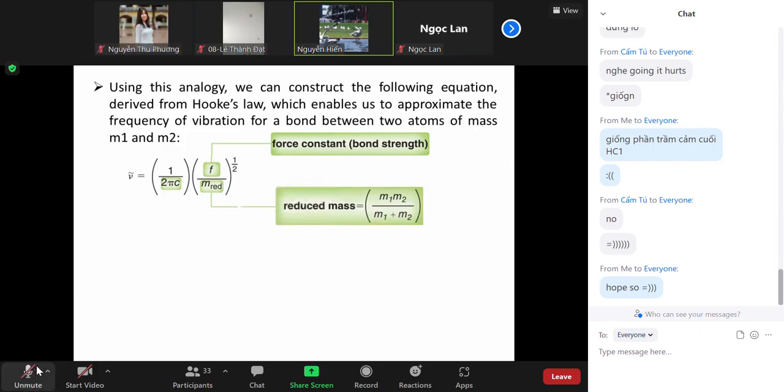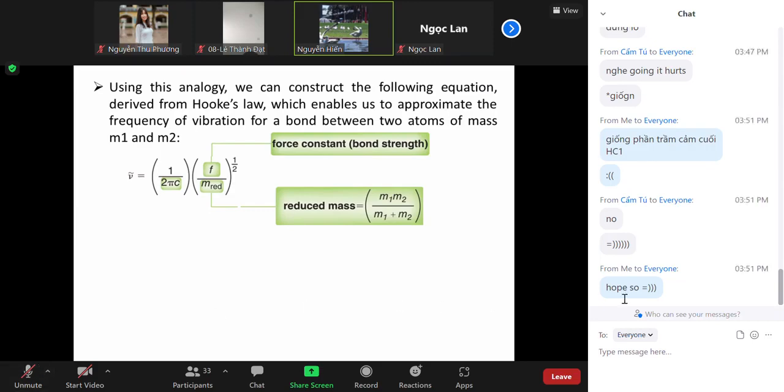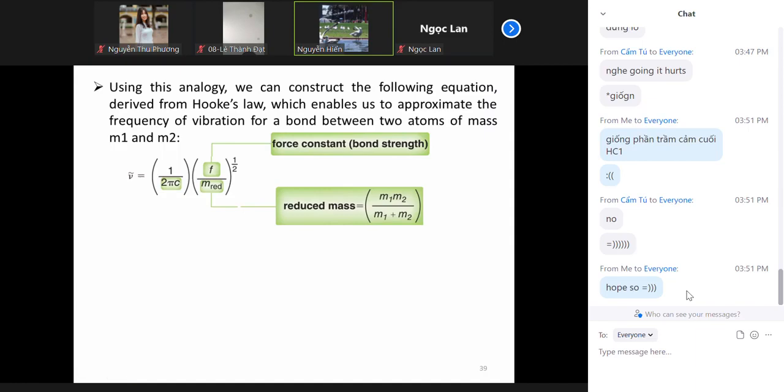And M red indicates the reduced mass. Reduced mass is calculated by these equations. Okay, I don't know why, but if you have large M1 and M2, you would have a large reduced mass.